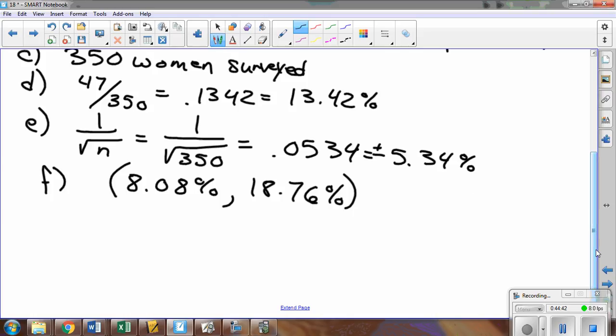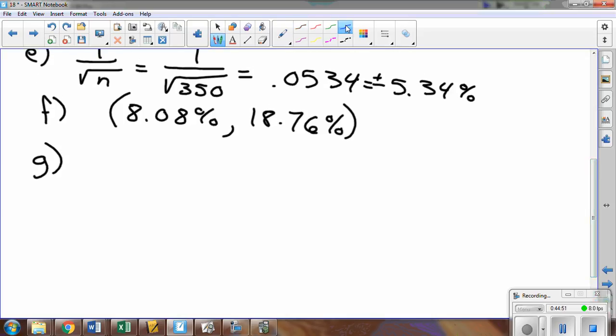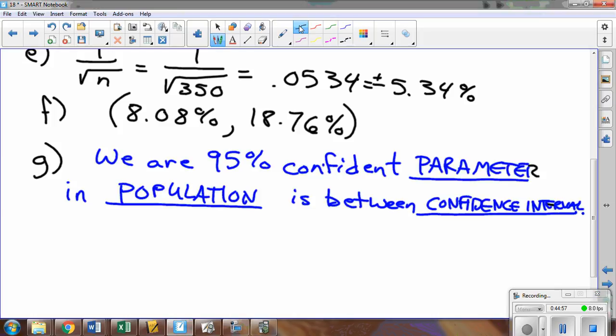The last thing we need is the confidence statement. Basic template for it, and I'm going to pause the video. You can pause it as well. Here is our basic outline. If you write up a confidence statement, we are 95% confident the parameter in the population is somewhere between confidence interval values. So we'll just basically take our answers that we had above and we're putting them together in sentence format. So we are 95% confident.